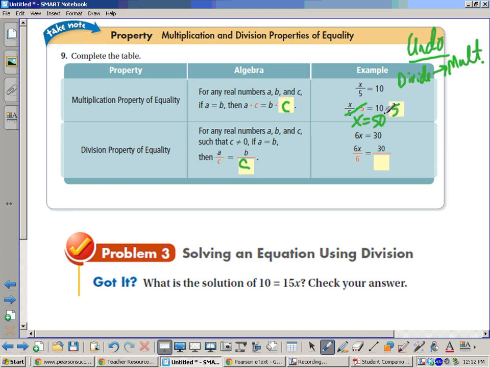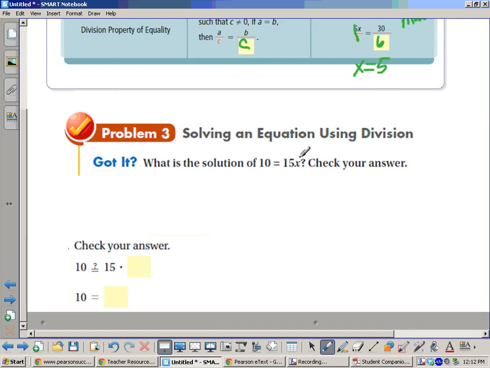That's 10 times 5. Down here, the operation, 6 times x, is multiplication. To undo multiplication, we want to divide. So we divide by 6 here. Dividing by 6 drops the 6 there, and we get 5. Our example down here has us multiplying by 15, so we're going to divide by 15 to get our answer.